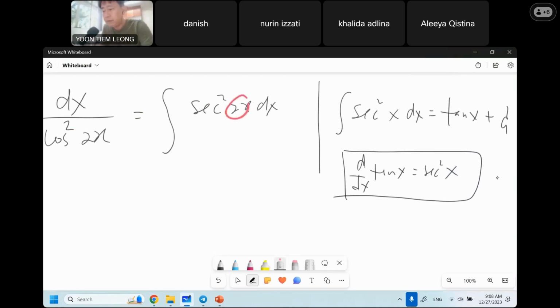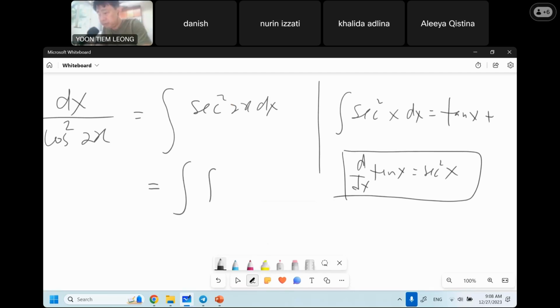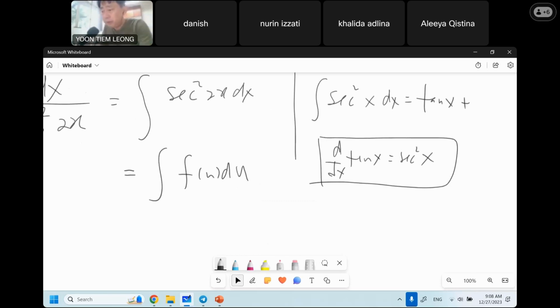However, what we have here is not secant squared x, but secant squared 2x. So you have to somehow take care of this 2x correctly. So here again, you need to perform a substitution. You have to try to find a substitution and cast the integration into the form of f of u du. Here, I'm going to substitute u as 2x.